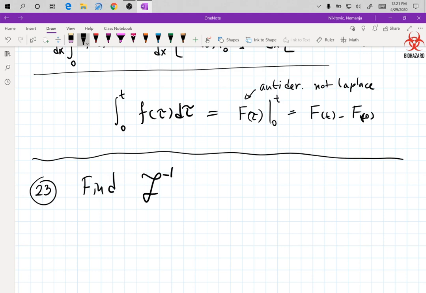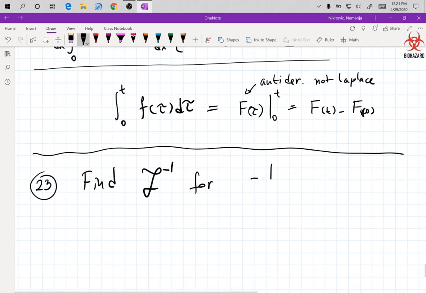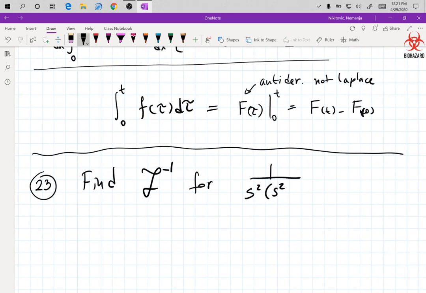Find the inverse Laplace for 1 over s squared minus 1.